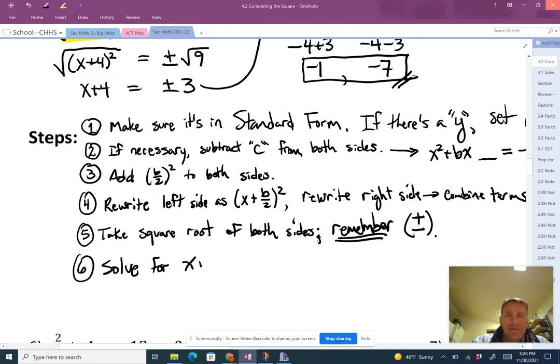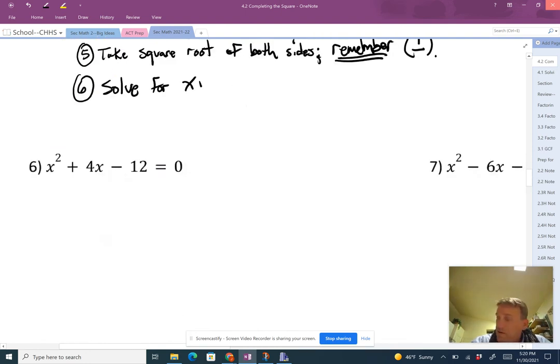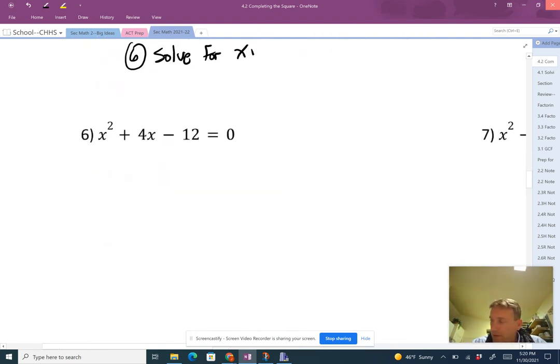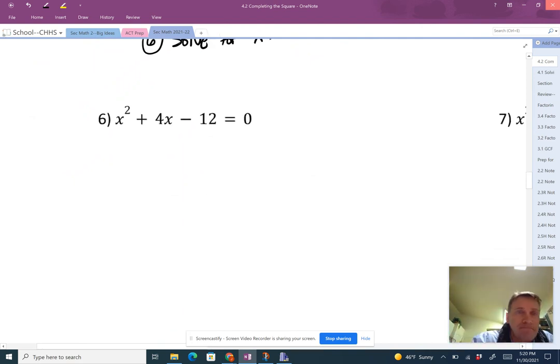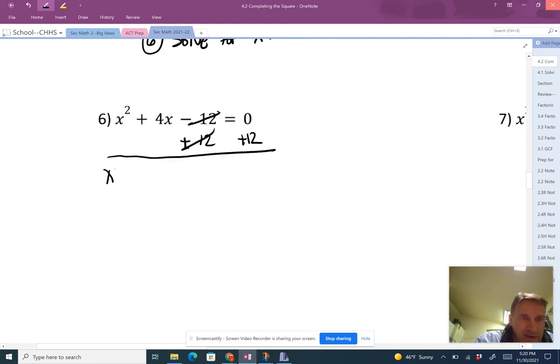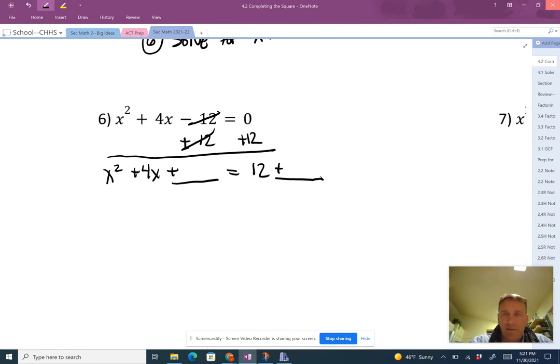All right. Number 6 is x squared plus 4x minus 12. And I'm going to add 12 to both sides to get rid of that part so that I can complete the square. Cancels on this side, leaving x squared plus 4x equals 12. I'm going to leave a blank here. I'm going to put plus and plus to remind us that we are going to add something to complete the square on the left and to keep it balanced by adding it on the right as well.